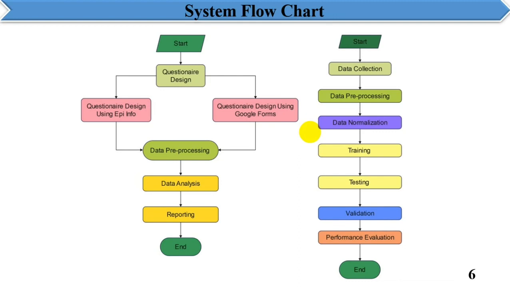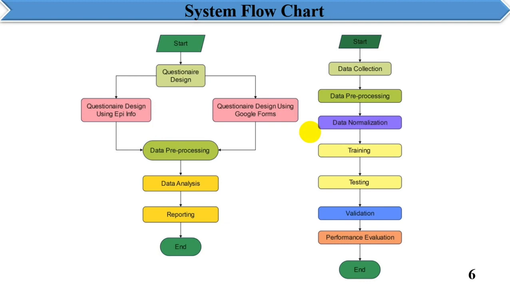Then to your right, we have another flow chart which may be used by engineering students, for instance students who are working on a deep learning model or machine learning model. We're going to have data collection, data pre-processing, data normalization or standardization, training of the model, testing of the model, cross-validation of the model, then performance evaluation of the model. So these are the various steps in which you can conduct a research.